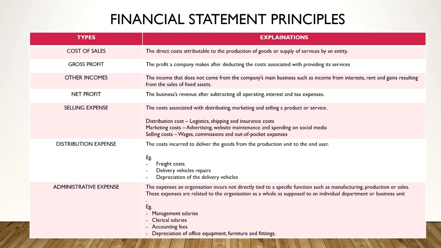These are the types of financial statement principle. Cost of sale is the direct cost attributable to the production of goods or supplies by the entity. Gross profit. The profit a company makes after deducting the costs associated with providing its services. Other incomes are the incomes that do not come from the company's main business, such as income from interest, rent, and gains resulting from the sales of fixed assets. The net profit is the business's revenue after subtracting all operating, interest and tax expenses.